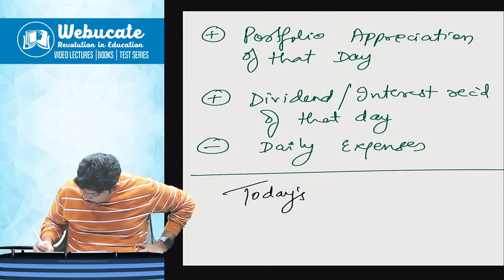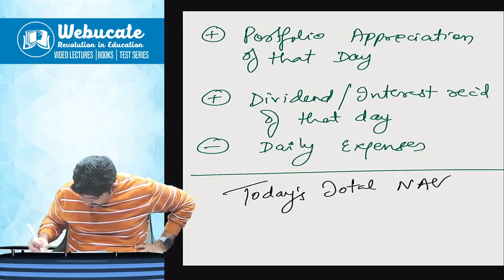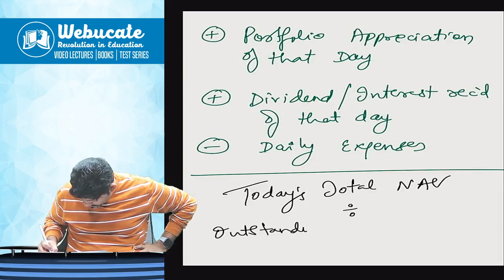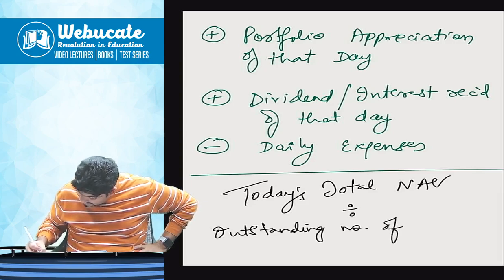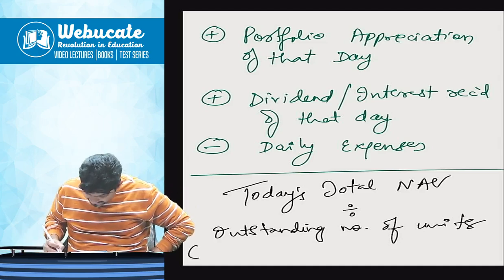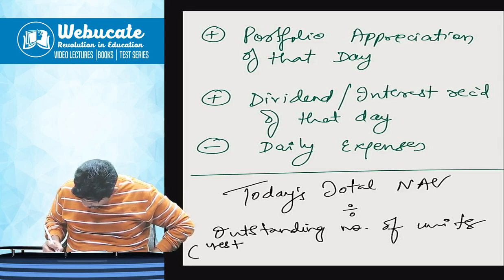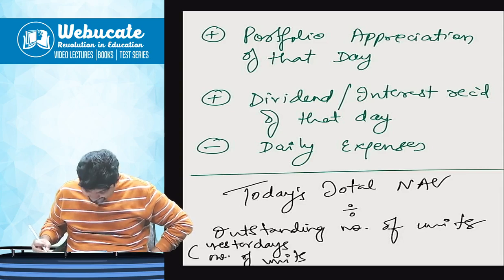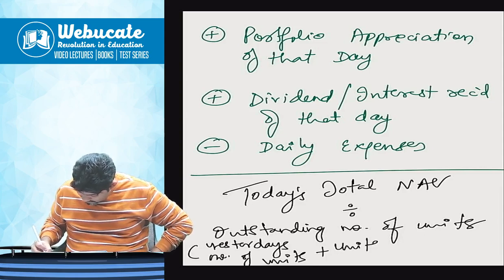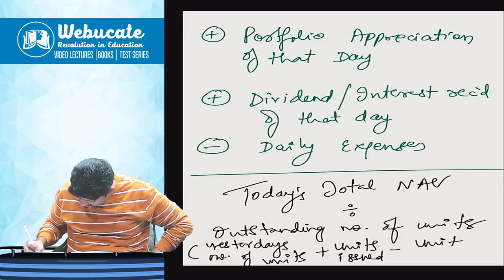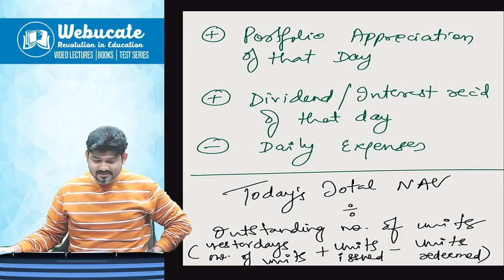today's total NAV, to which we will divide the outstanding number of units, which is nothing but yesterday's number of units plus units issued minus units redeemed. Am I right? Okay.